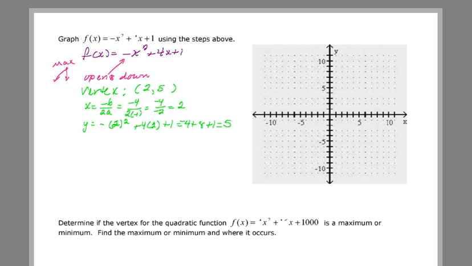Now let's find the y-intercept. Remember, to find the y-intercept, we let the x be 0. So I'm going to plug in a 0 everywhere I have an x in my function. So it will be negative 0 squared plus 4 times 0 plus 1, which is just going to give me 1. So the y-intercept is (0, 1).